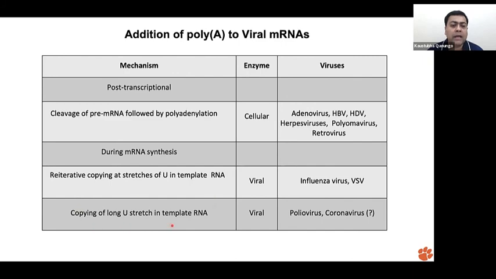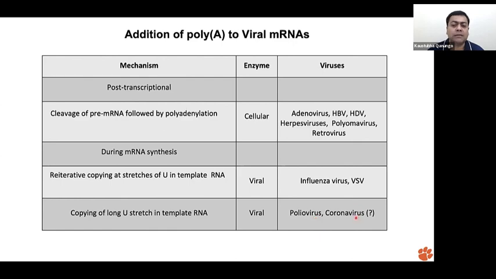On the other hand, here is another, which is copying a long stretch of template RNA. In poliovirus, they have a considerably long stretch of RNA, not a short stretch. Poliovirus just makes those copies. The poliovirus is plus strand, so the plus strand poliovirus is already polyadenylated. So when they make the minus strand, they will make these long U's, and on the U's, you will make the A's. So that's basically the overview of the process in poliovirus.